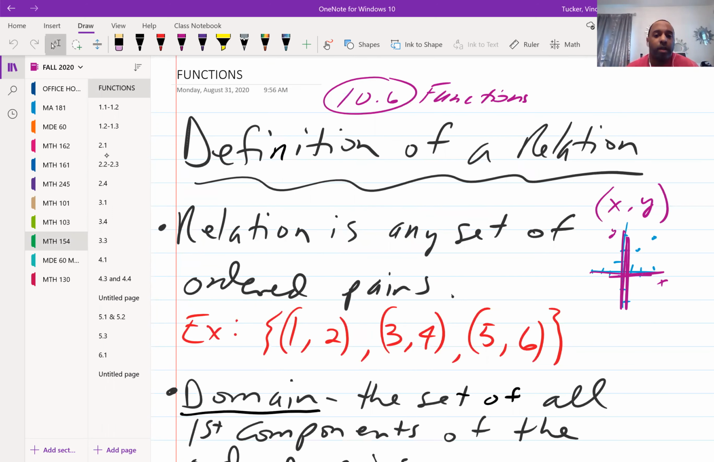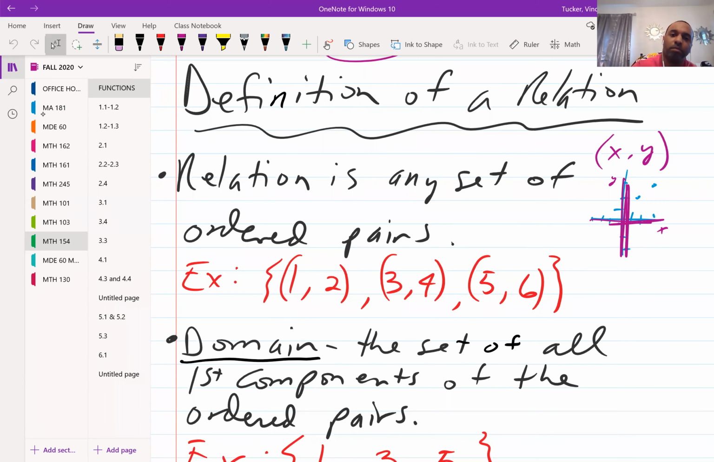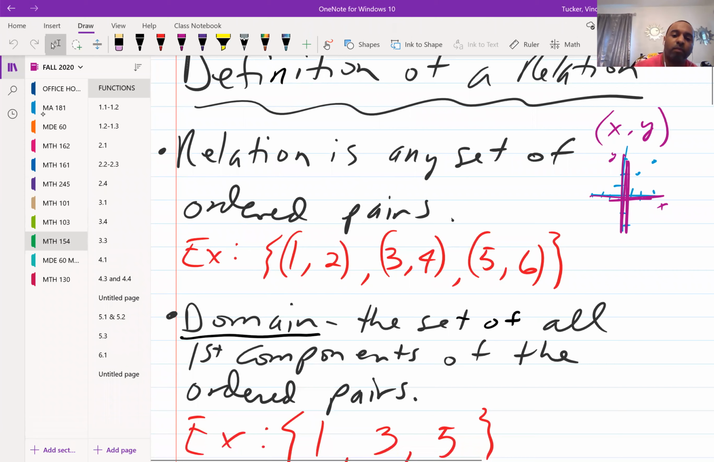All right, so looking at our functions, we're starting off with the definition of a relation. A relation is any set of ordered pairs. So in this example, we have (1, 2), (3, 4), (5, 6). So we have 3 ordered pairs here. And this is going to be an example of a relation. And the domain is the set of all of the first components of the ordered pairs. So in this case, 1, 3, 5.